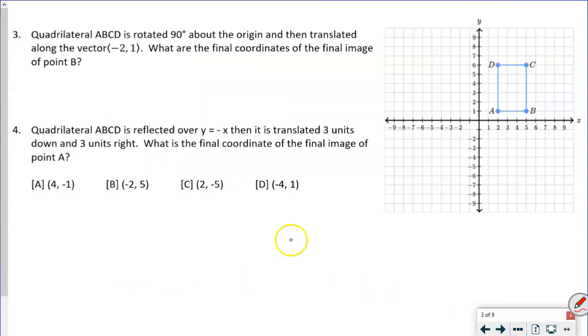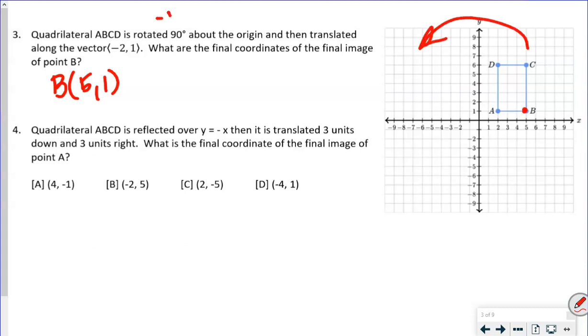The next one says quadrilateral ABCD is rotated about the origin and then translated along the vector negative 2, 1. What are the final coordinates of the final image for point B? So point B is right here, and that is 5, 1. So we're going to start with our B, which is 5, 1. And then we are going to rotate it 90 degrees. So that means it's rotating over to here, right? So it's going to be negative y comma x. So that's the rule we're going to apply to B to become B prime.